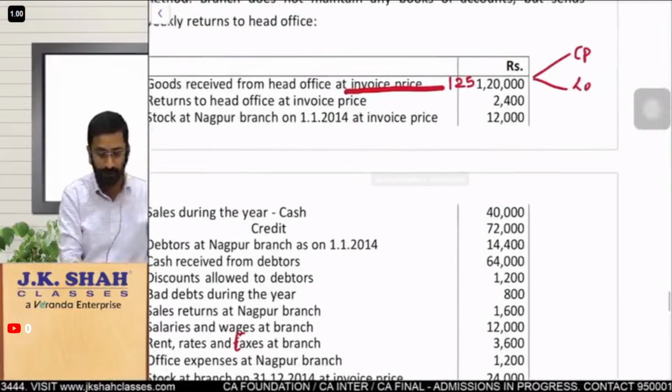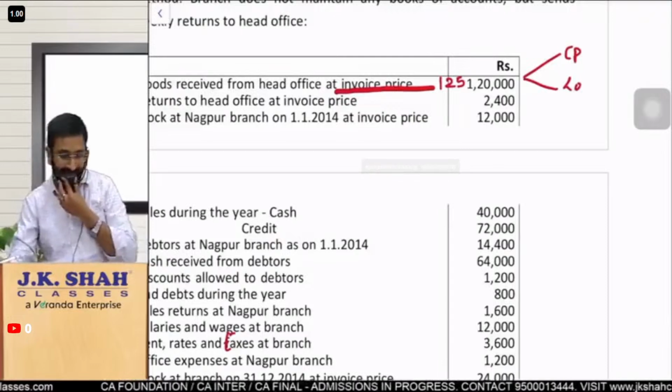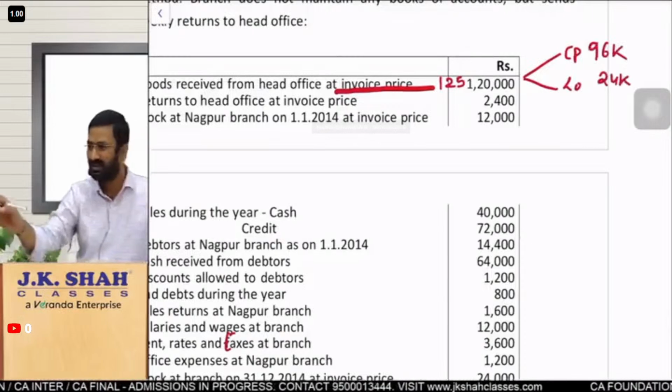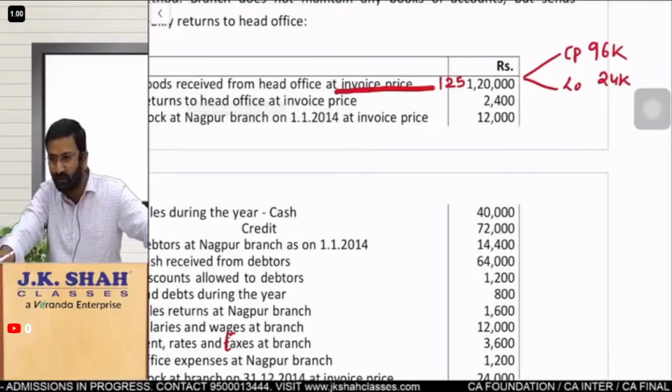Can you quickly do that? That is 125 value. 25 value how much? 100 value how much? How much is the cost? 96,000. Loading 24,000. You just write next to the question there only. So 96,000 is the cost of the item. 24k is the loading.